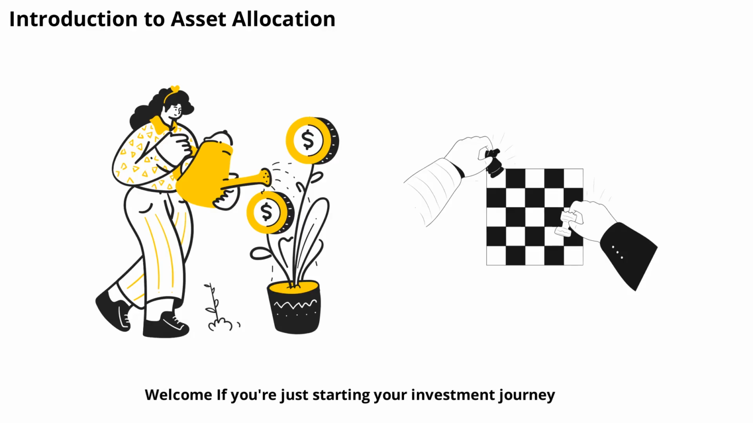Welcome. If you're just starting your investment journey, understanding asset allocation is one of the most important steps you can take. Asset allocation simply means deciding how to divide your money among different types of investments, like stocks, bonds, and cash. This approach helps manage risk and can improve your chances of reaching your financial goals.